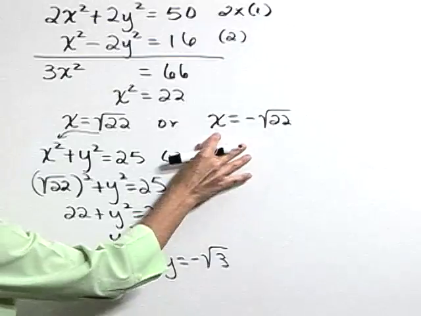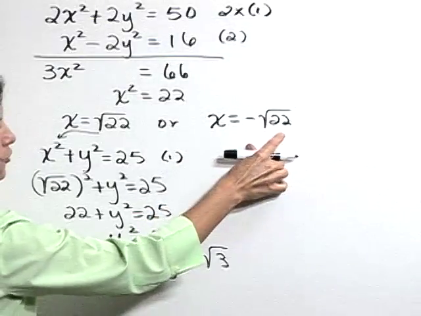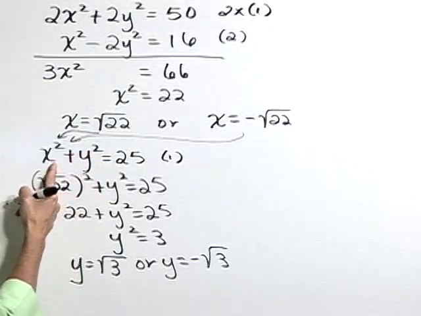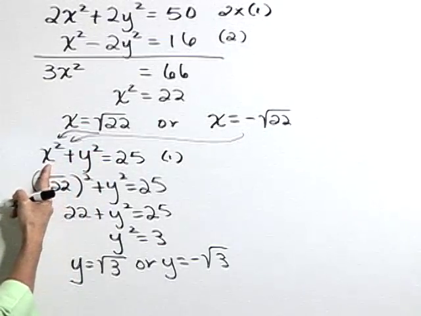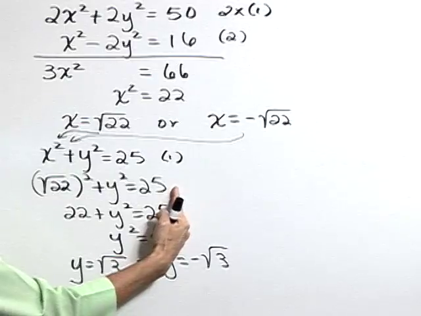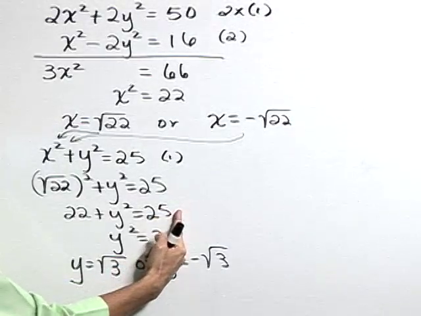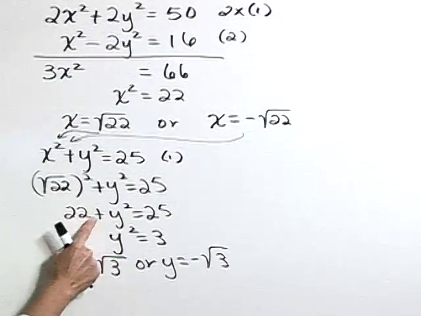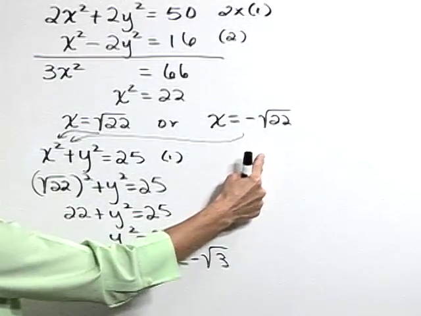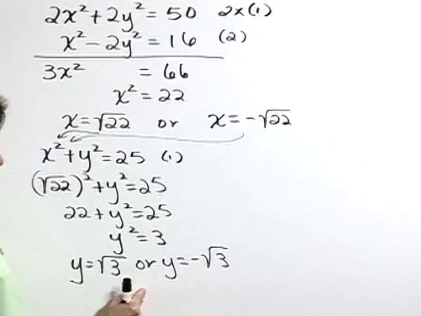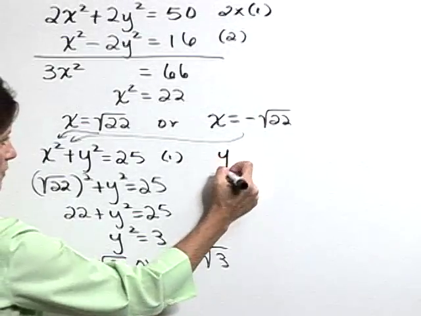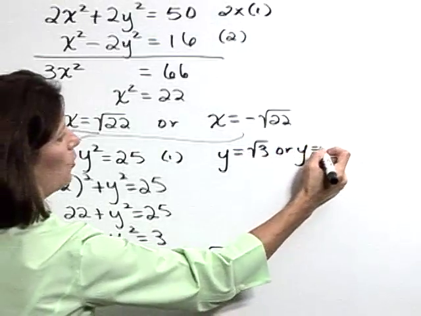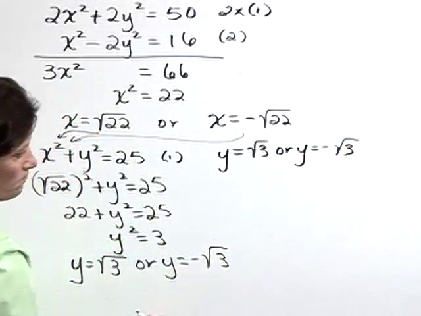Now as we look at this x value of negative square root of 22, if we substitute that into equation 1 for x, then we're going to get this same equation, because that negative sign, as we square it, becomes positive. So for x equal negative square root of 22, we're going to get these same y values: y equal square root of 3 or y equal negative square root of 3.